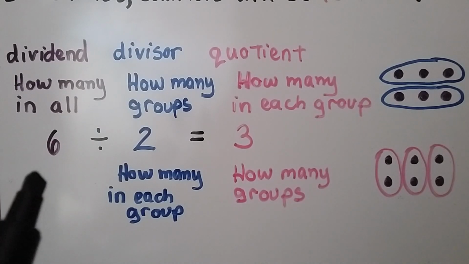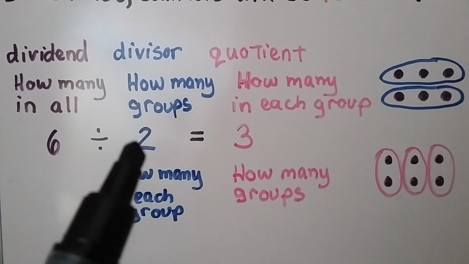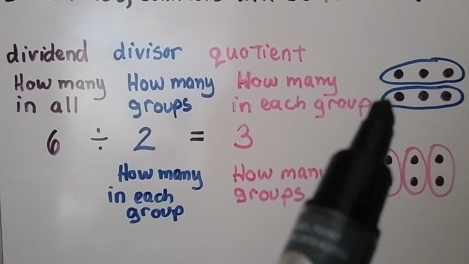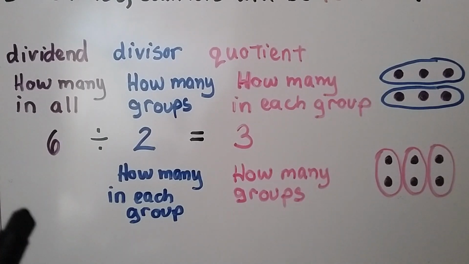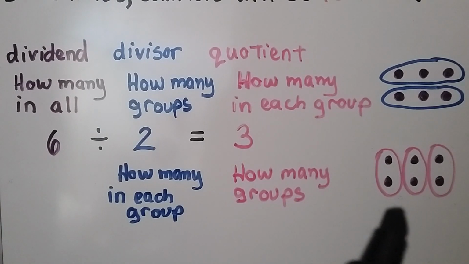The dividend is how many in all. And the divisor is how many groups we have. We have 2 groups. And the quotient is how many in each group. We can also look at the divisor as how many in each group and the quotient as how many groups.